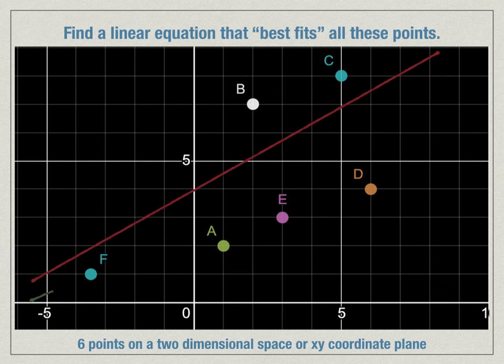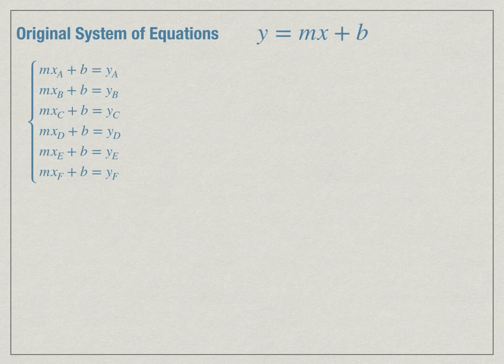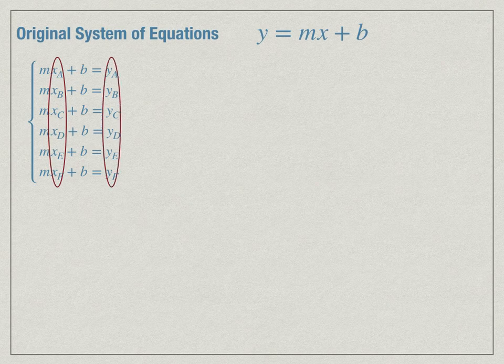Well, we can try to come up with a million different lines, but can we find the one line that would mostly fit all of the points? Let's start with the equations, linear equations, y equals mx plus b. Imagine that the 6 points fit one linear equation. That means we can come up with a system of equations whose x values here are the x coordinates of each of the points. The y values are the y coordinates of each of the points.